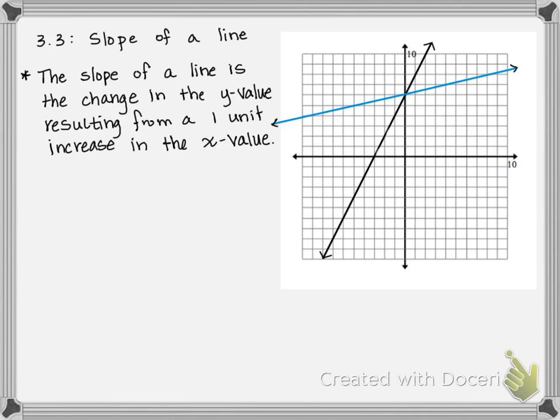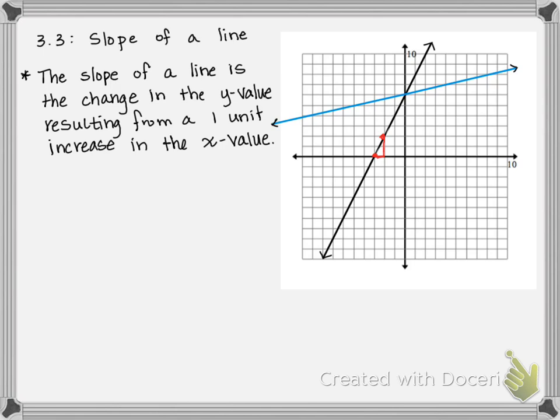So for instance, on our black line here, if I start at this point and move 1 unit to the right along the line, that gets me to this point. What happened to my y value? By how much? 2? Well, subtracting 6. Oh, I see what you're saying.